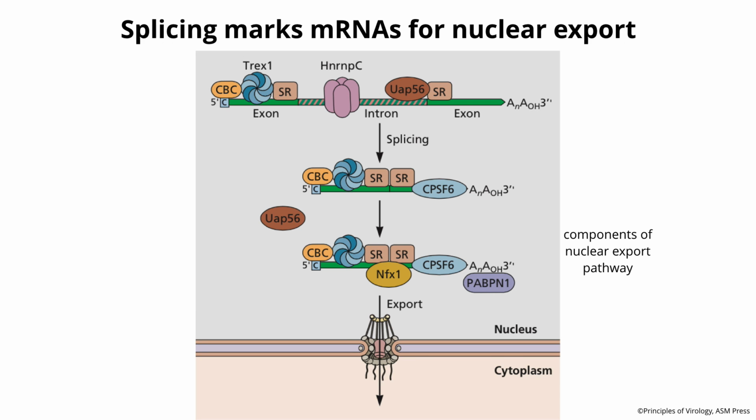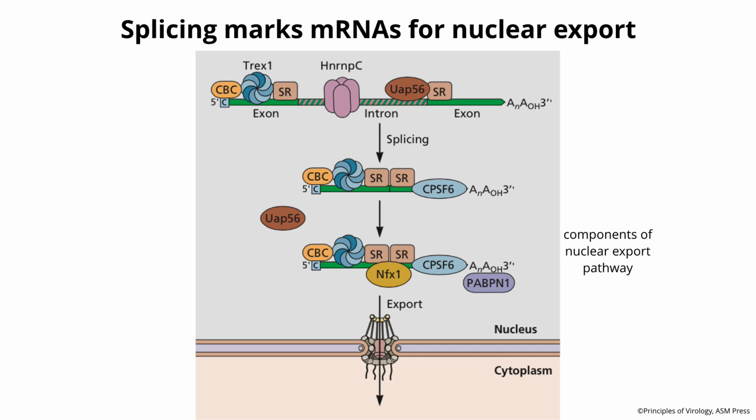Now, in cells, such as our cells, when mRNAs get spliced, they then become marked for export out of the nucleus. Remember, they're all spliced in the nucleus, and then they go out the nuclear pore into the cytoplasm. The assembly of the spliceosome on the pre-mRNA leaves proteins behind, which are then recognized by the nuclear export machinery. So that's what we're showing here.